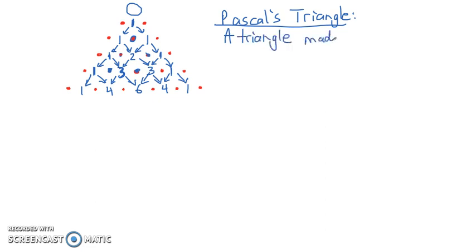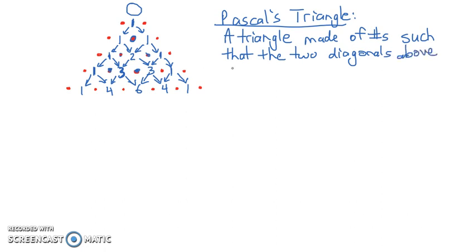And that is the basis of Pascal's triangle. Pascal's triangle are those numbers. We could write it out as saying it's a triangle made of numbers such that the 2 diagonals above add to the number below.